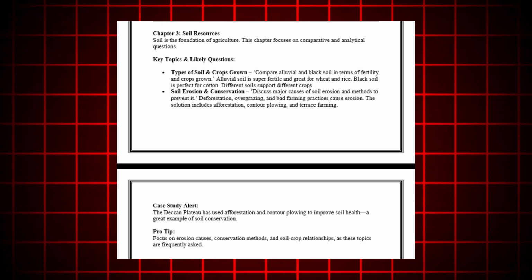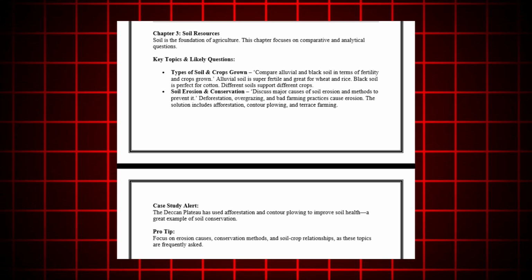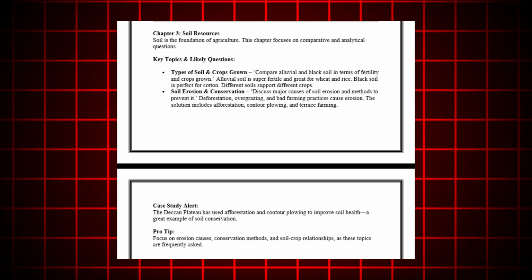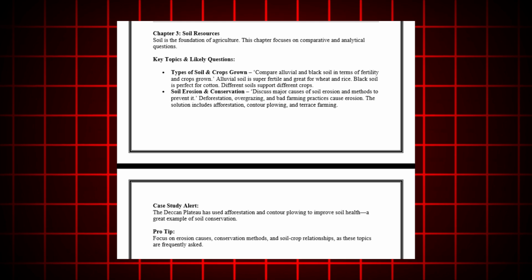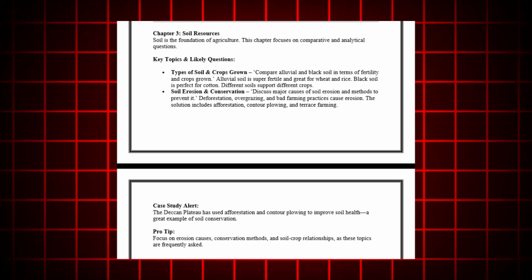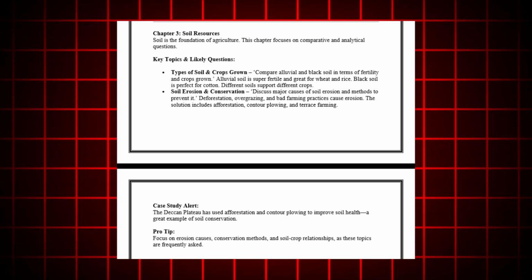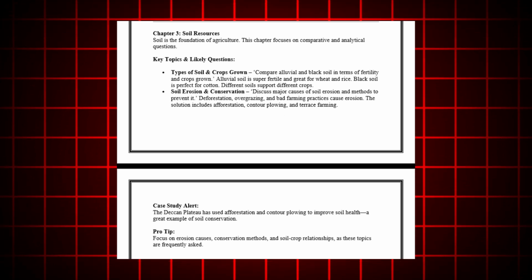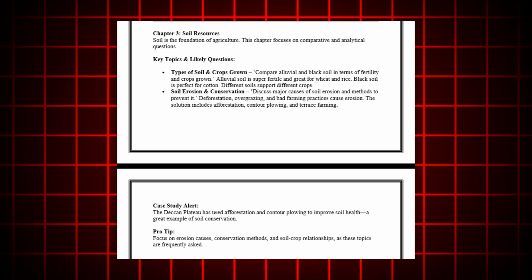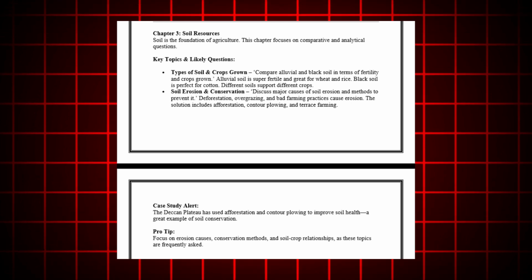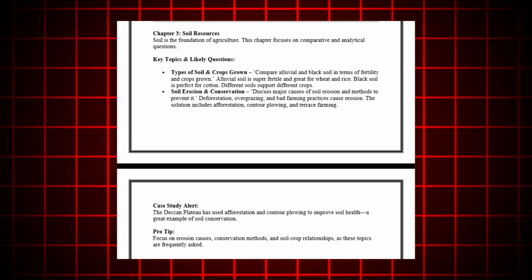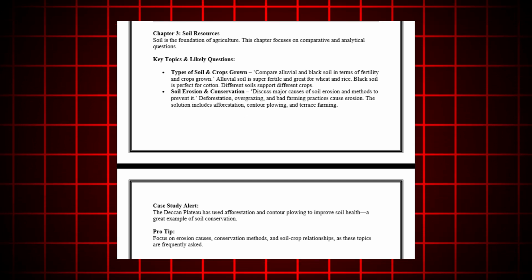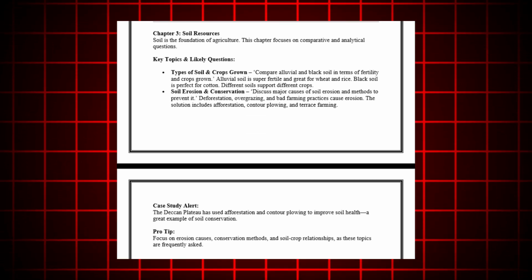Soil erosion and conservation. Discuss major causes of soil erosion and methods to prevent it. Deforestation, overgrazing, and bad farming practices cause erosion. The solution includes afforestation, contour-plowing, and terrace farming. Case study alert: the Deccan Plateau has used afforestation and contour-plowing to improve soil health. A great example of soil conservation. Pro tip: focus on erosion causes, conservation methods, and soil-crop relationships, as these topics are frequently asked.